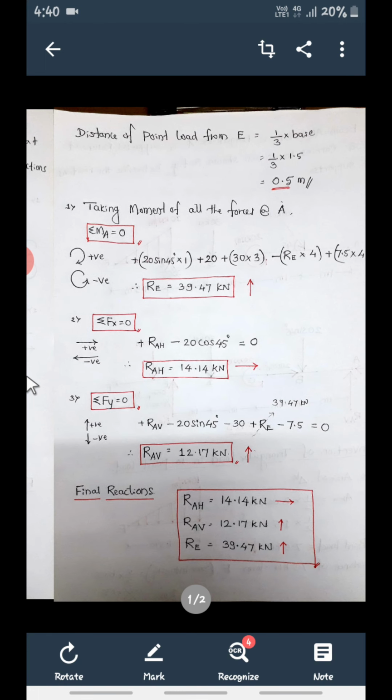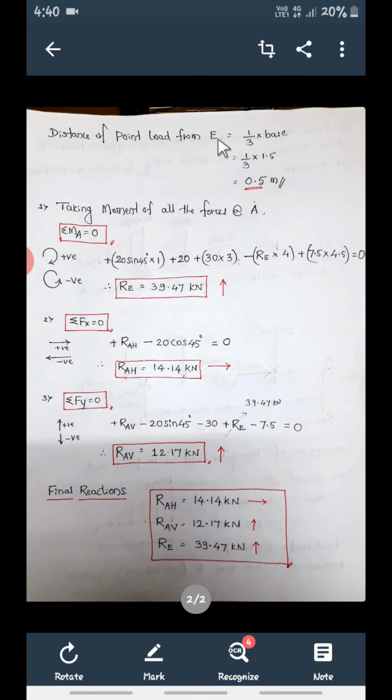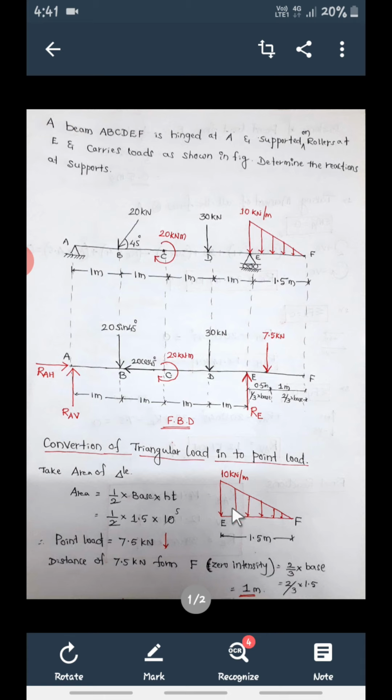Okay, see here, from point E, the point load will be 1/3 of base, that is 1/3 of 1.5, that is 0.5 meter. When you convert this triangular load, the point load will be 7.5 kilonewton. This will be acting 2/3 of base from 0 intensity. From here it is 2/3 of 1.5 and from here it is 1/3 of 1.5. So 1/3 of 1.5 means 0.5 meter and from here it is 1 meter. Okay, so this is how you are going to convert the triangular load into point load.